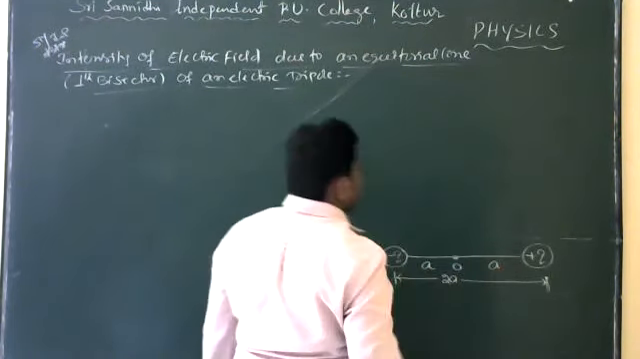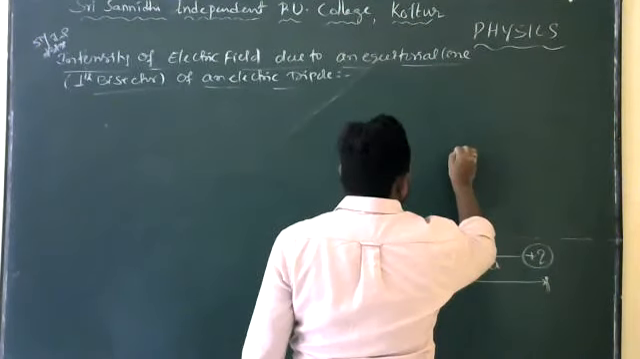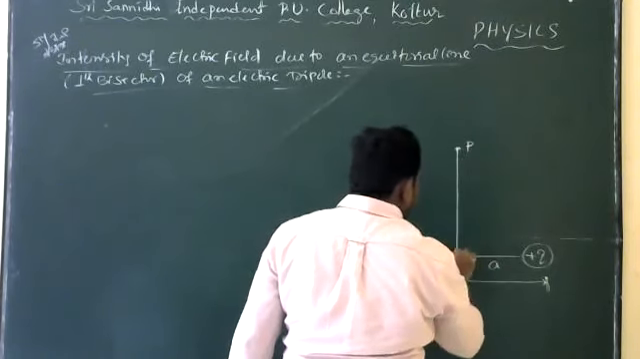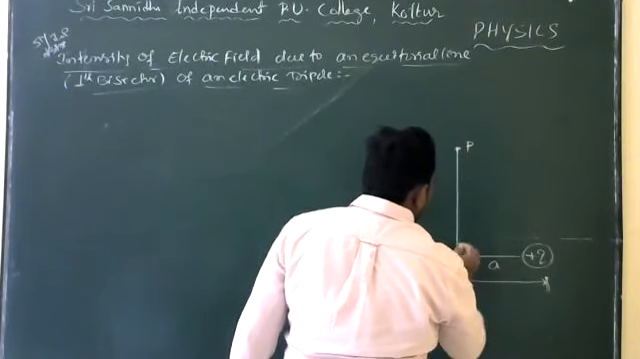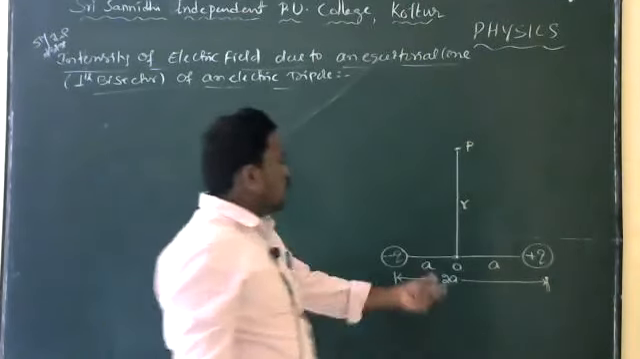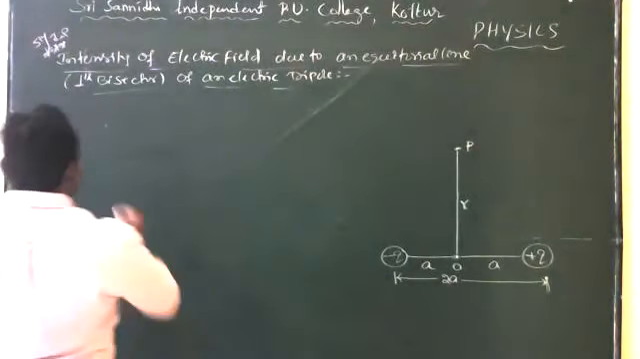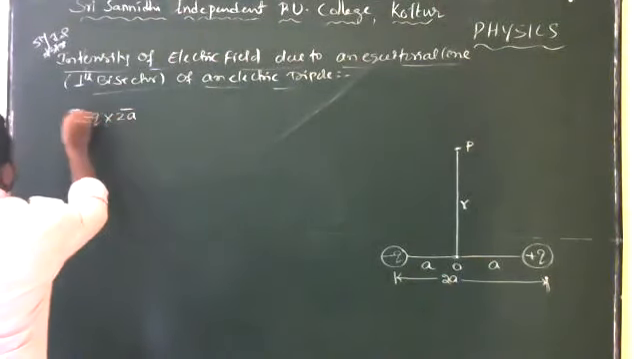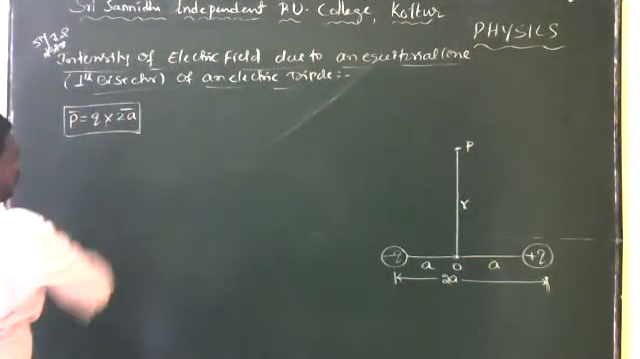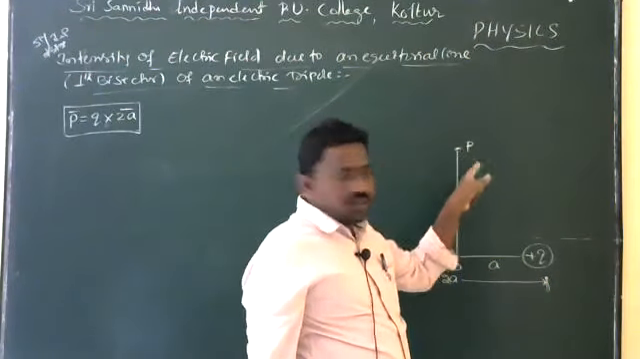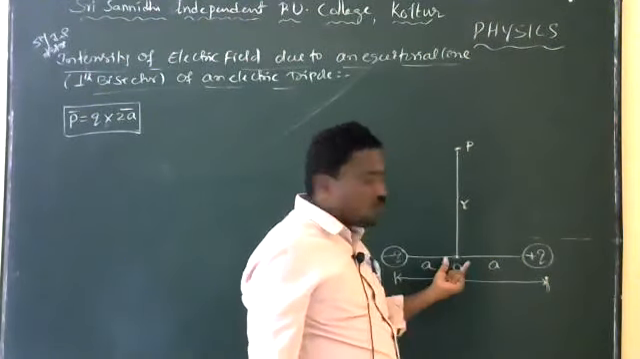Now let P be a point at a distance small r from the center of the dipole. We know that every dipole has a dipole moment. The dipole moment p is equal to q into 2a. Now find the intensity of the electric field at point P, which is at a distance r from the center of the dipole.